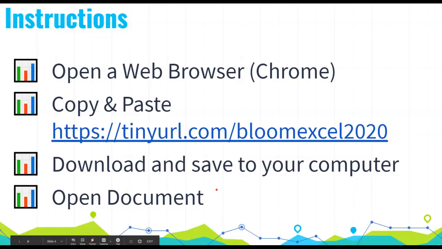Okay, here's what I need for you to do. Open a web browser, preferably Chrome, if that's your preference. That's my preference. Copy and paste or click on the tiny URL. I'll give you just a second to capture that. It's tinyurl.com/Bloom Excel 2020.